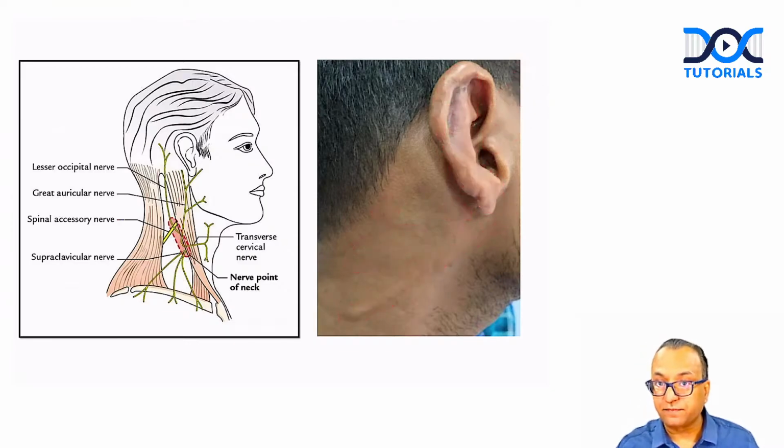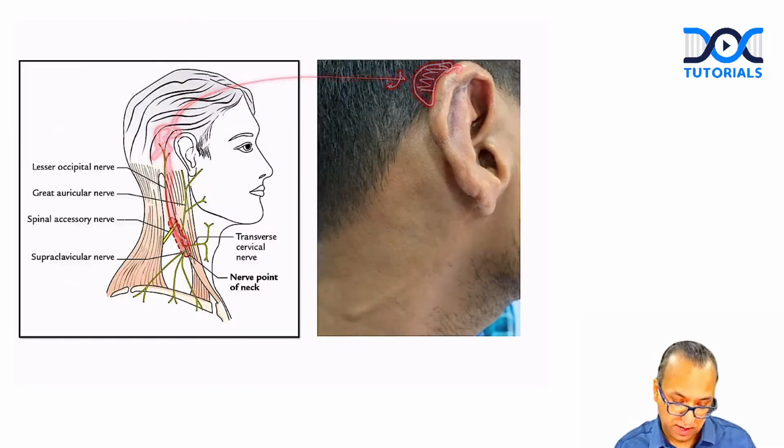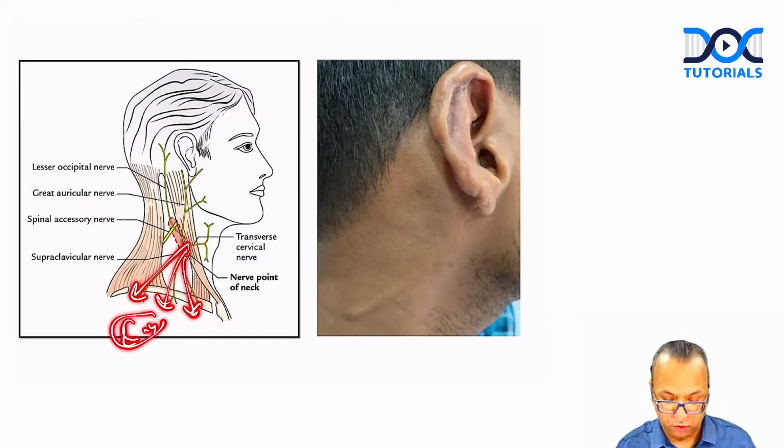But then, what are the other branches from the cervical plexus? Lesser occipital nerve, which supplies the upper auricle medially, not laterally. That is lesser occipital nerve. And supraclavicular nerve going above the clavicle, C4 root value.